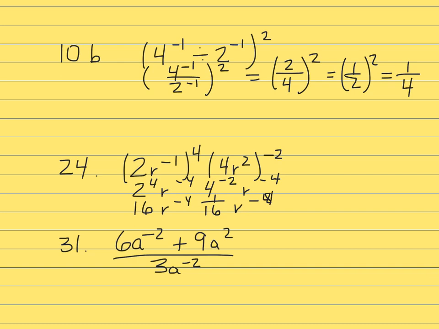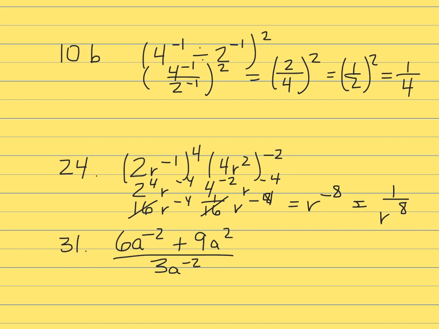Now multiplying these, the 16 and 1/16 would cancel. R to the negative 4th times r to the negative 4th would be r to the negative 8th. Same base. When we're multiplying, add the exponents. And then we should never have an answer with a negative exponent. So I'm going to move it to the bottom, make that exponent positive.